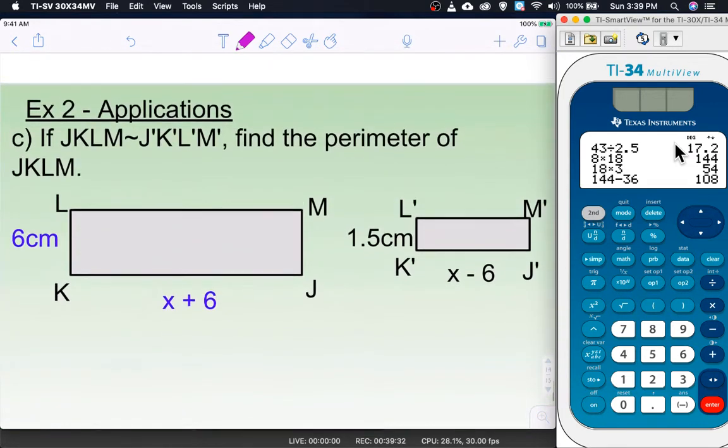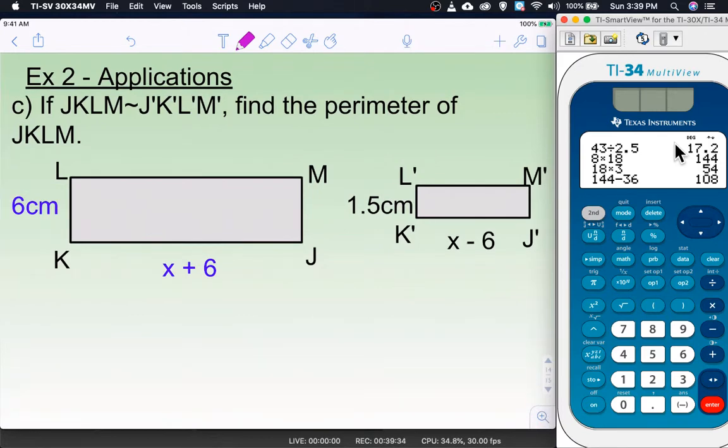We do. Last problem. So this is one for you to try first. It says if JKLM is similar to J prime, K prime, L prime, M prime, find the perimeter of JKLM. So if the two shapes are similar, find the perimeter of JKLM. Pause the video, please. Try this on your own. When you're ready to continue, hit play, and we will go through this together.